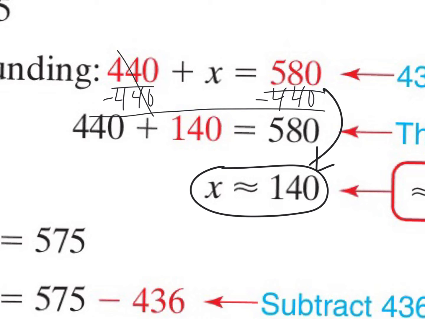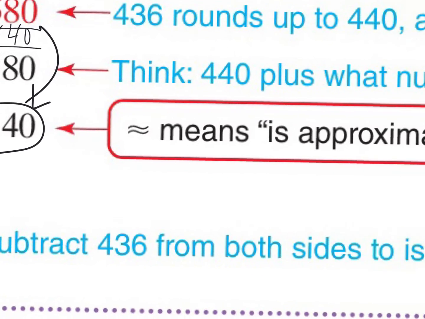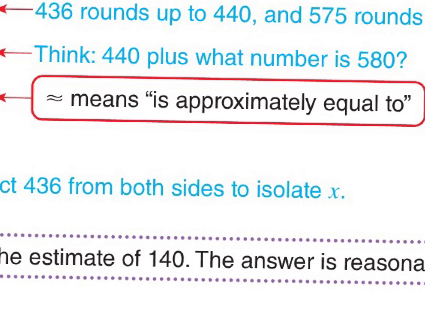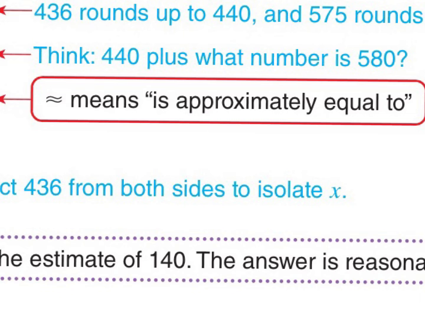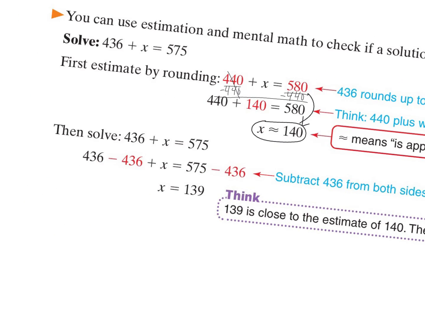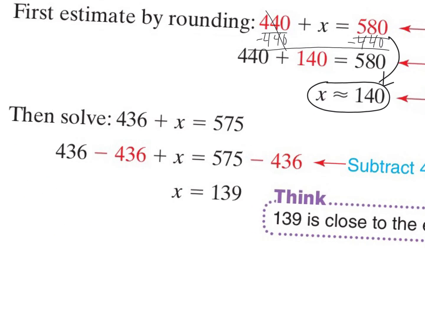If you'll notice this, they have this kind of squiggly equal sign in between on this problem at the end, and that means approximately equal to. So since we rounded, since we estimated, then it's not an exact answer, but it's an estimate, so we say it's approximately equal to that. And then they solved just to double check.